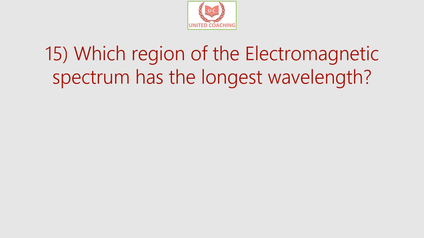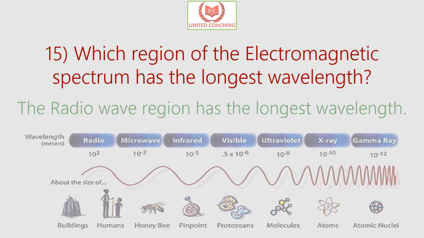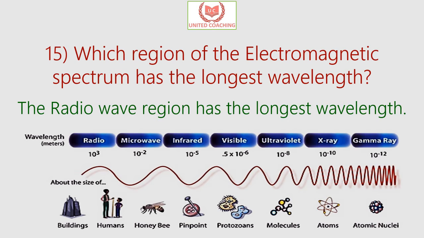Our next question is, which region of the electromagnetic spectrum has the longest wavelength? So the answer is the radio wave. As you can see in the adjoining picture, the radio wave region has the longest wavelength, and the range of the length varies from a very big size, like the size of a tall building, to as small as the size of a coin. So the radio waves have the longest wavelength.